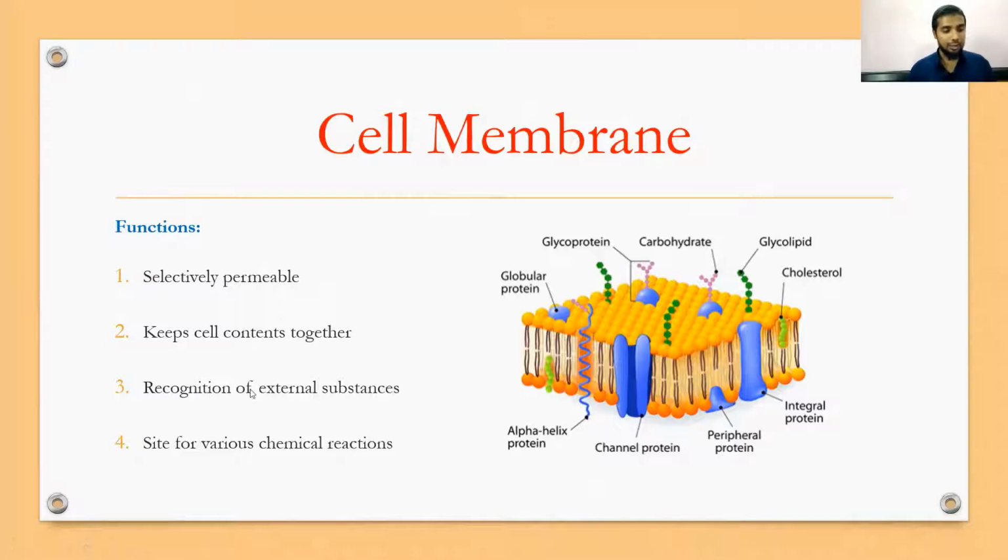And recognition of external substances. It helps in understanding, because of the receptors present, whether a glycoprotein or a carbohydrate is attaching, because the receptor for glycoprotein is different, the receptor for carbohydrate is different, and the receptor for lipid is different. Thereby it can understand what compound is being attached to the cell membrane, and it is a site for various chemical reactions. The attachment of a drug or any compound to the receptor itself causes a certain reaction.